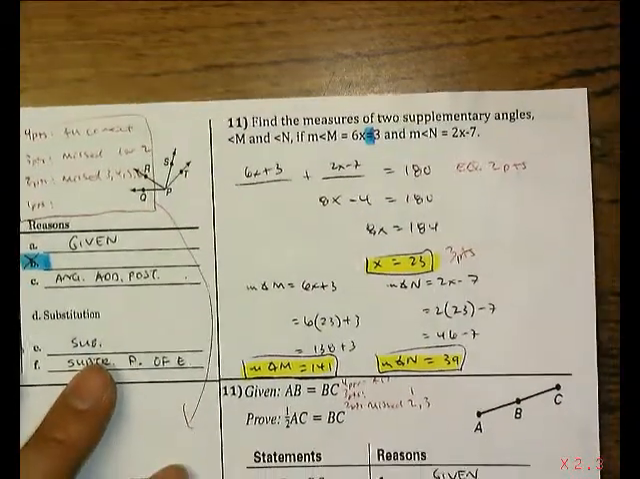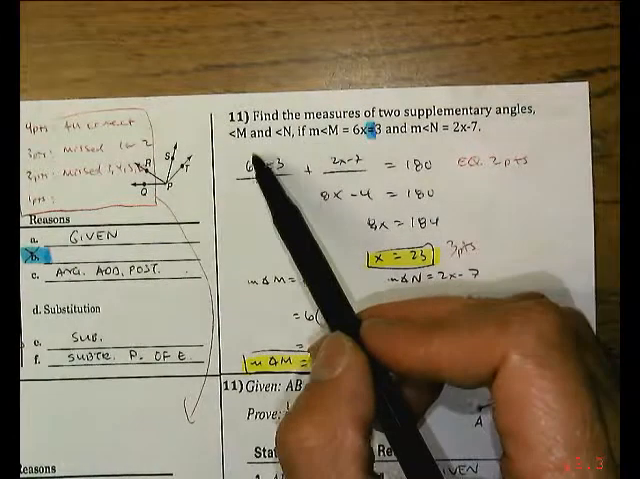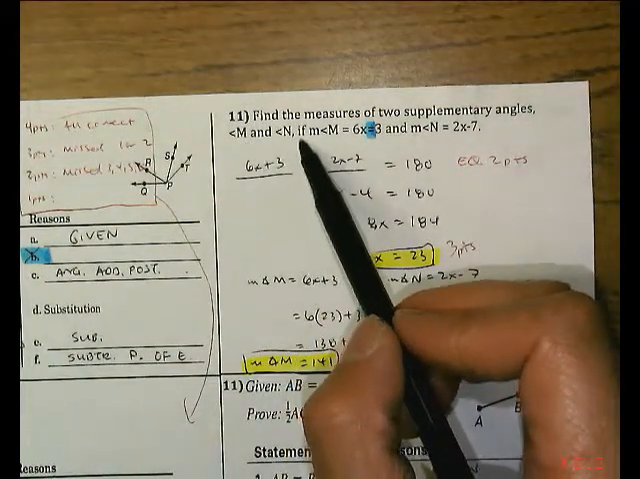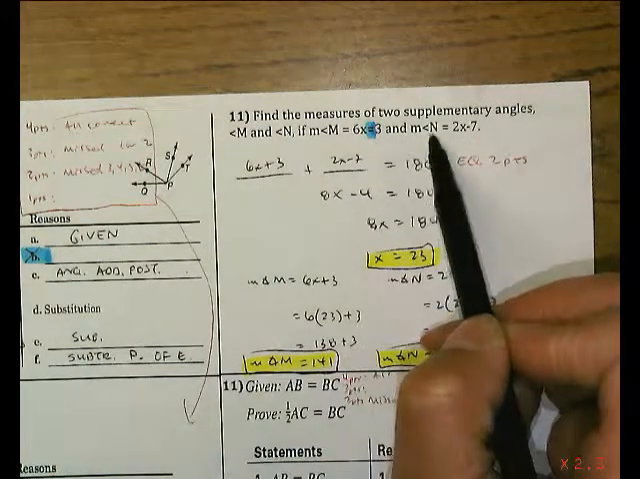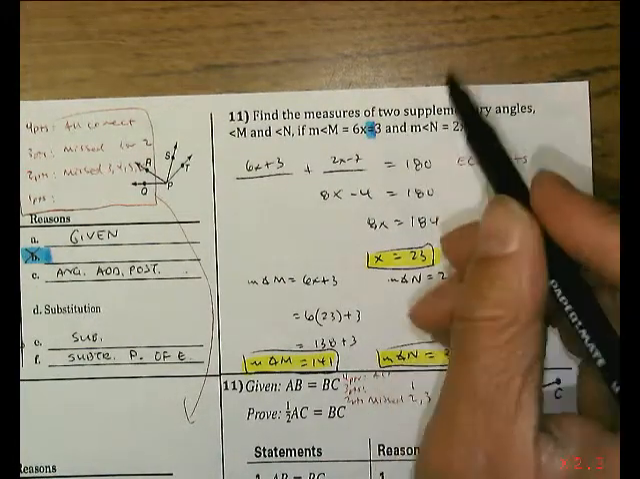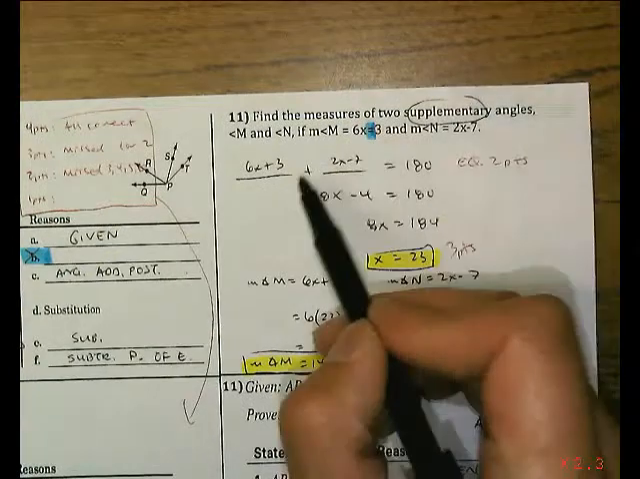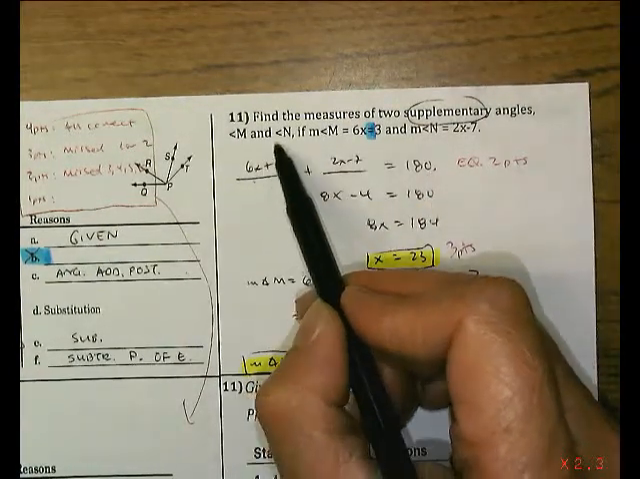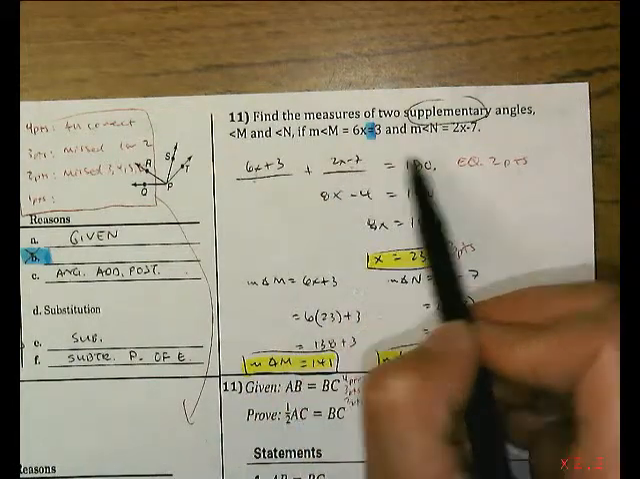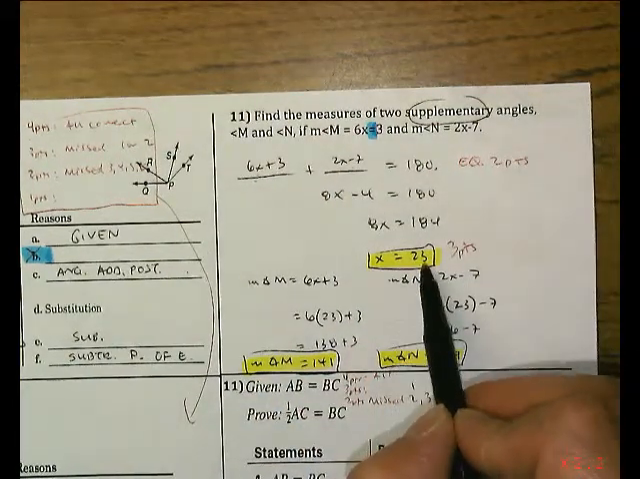Question number 11, find the measures of two supplementary angles, angle M, angle N, if measure of angle M is equal to 6x plus 3. I told you guys to change that to plus 3. And measure of angle N is equal to 2x minus 7. The key word here, supplementary, should get you to the equation blank plus blank equals 180. Fill in your two angles, and you'll solve to be x equals 23.